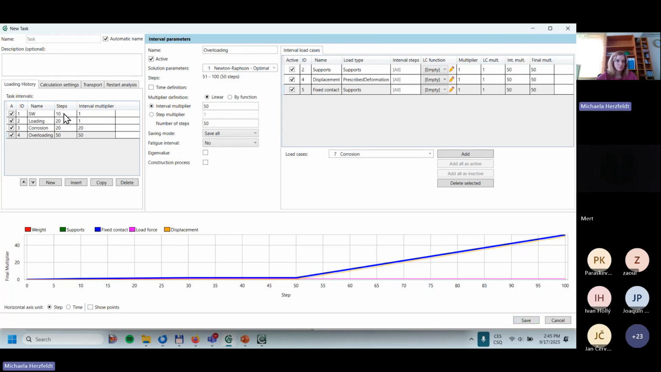Yeah, and maybe it's visible here that when I was talking before about the time mapping function, it starts after 30 steps at 0 time, and in 50 steps, which is at the end of the corrosion interval, it will be 100 years. So this is what is connected to the time mapping function.